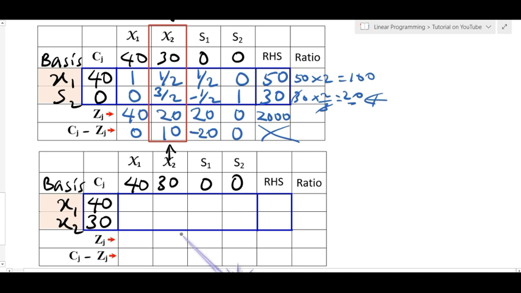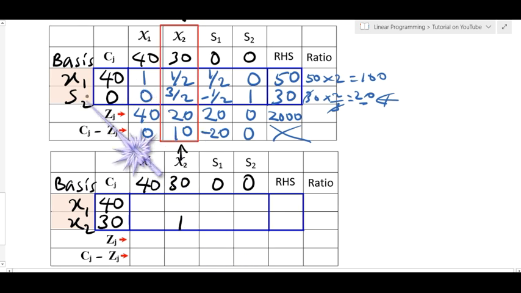Okay, that's it. Then here, you come to the X2 that's coming to the basis. This is X2, okay. At this point, where the column and the row meet, that will be what? 1. Good.